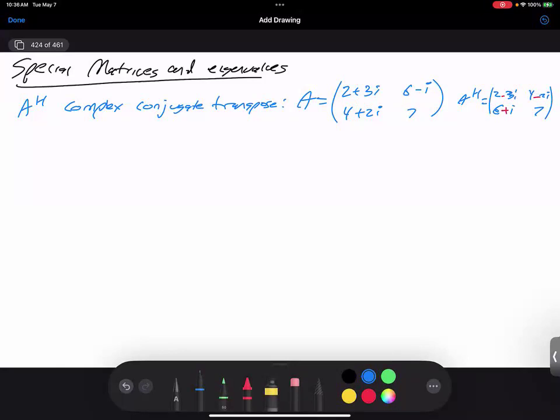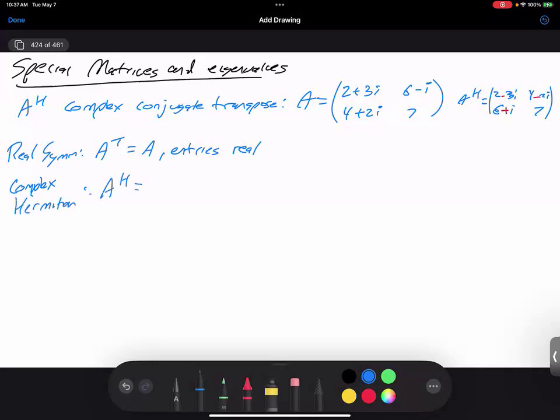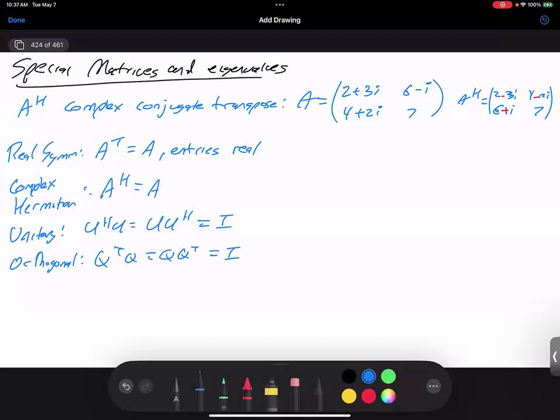So there's a bunch of special matrices you should know about. Real symmetric is A transpose equals A, and entries are real. Complex Hermitian is the complex conjugate transpose of A is A. Unitary is U Hermitian U equals the identity. And orthogonal is Q transpose Q equals the identity, and we'll say entries are real.